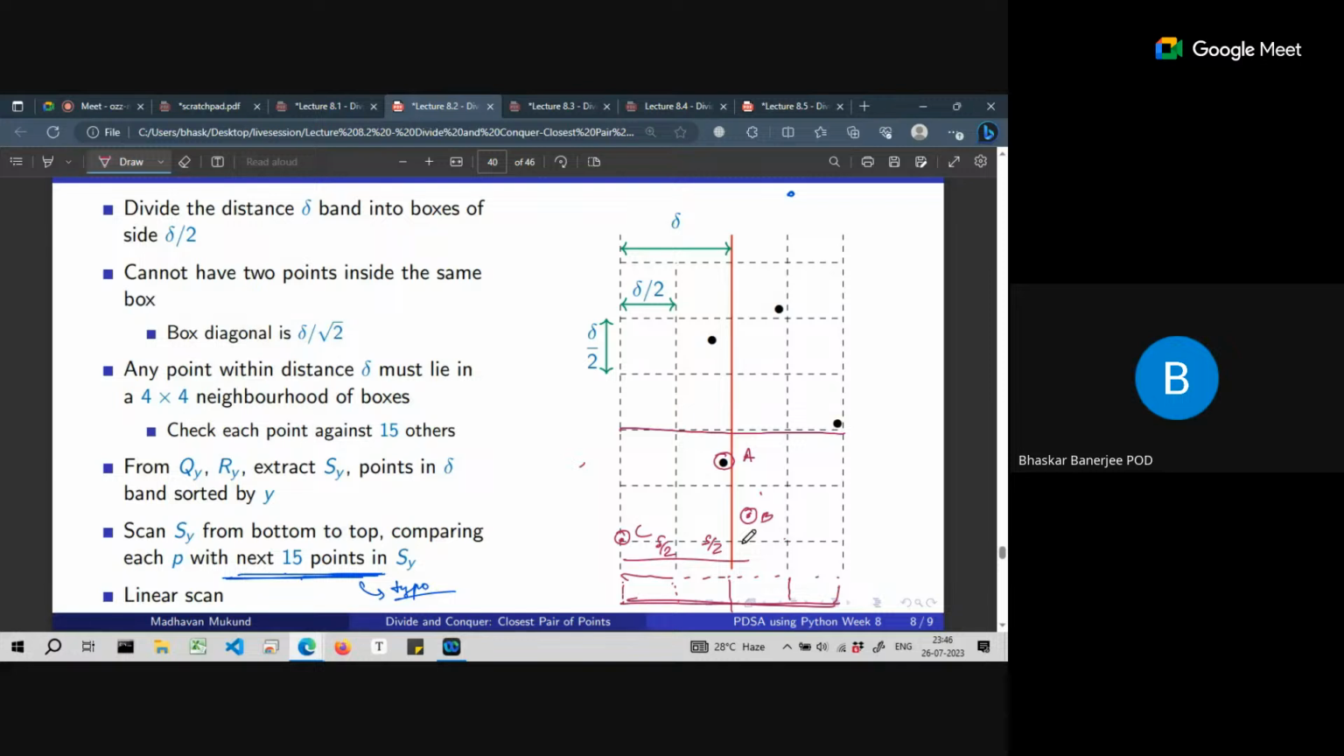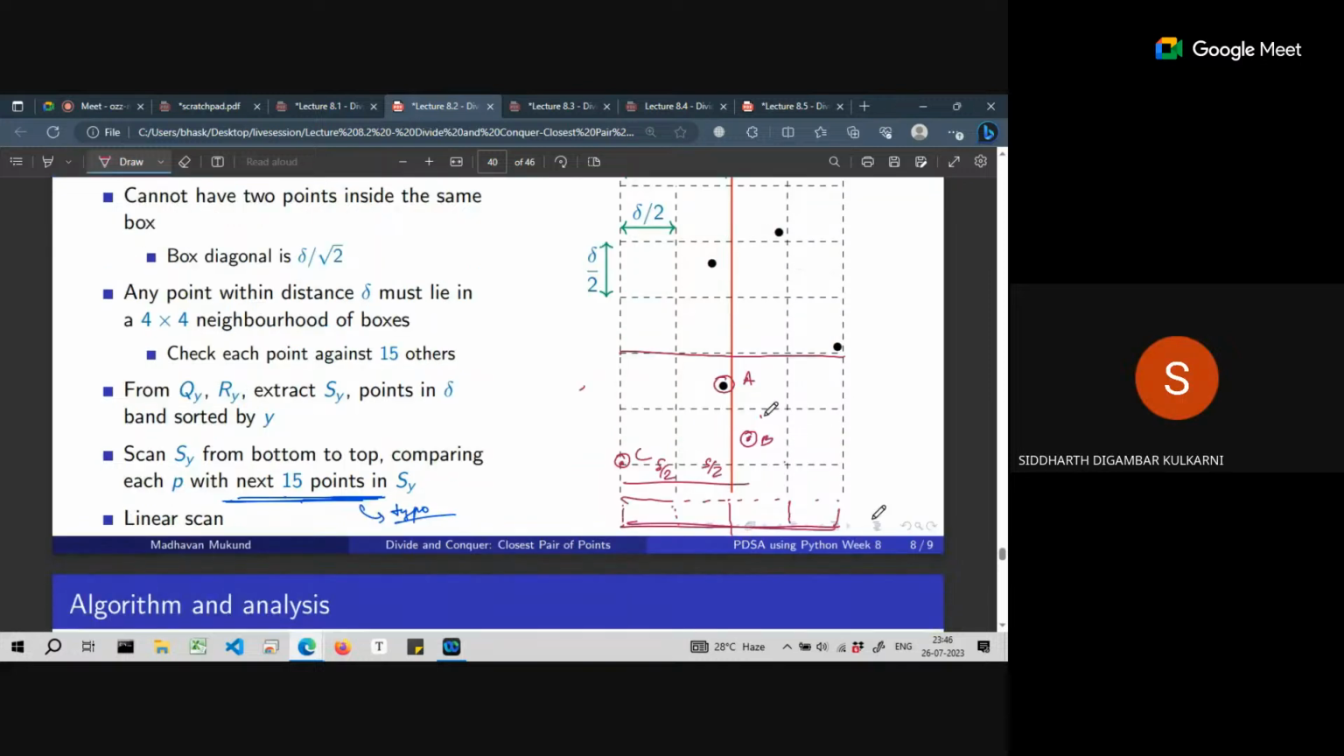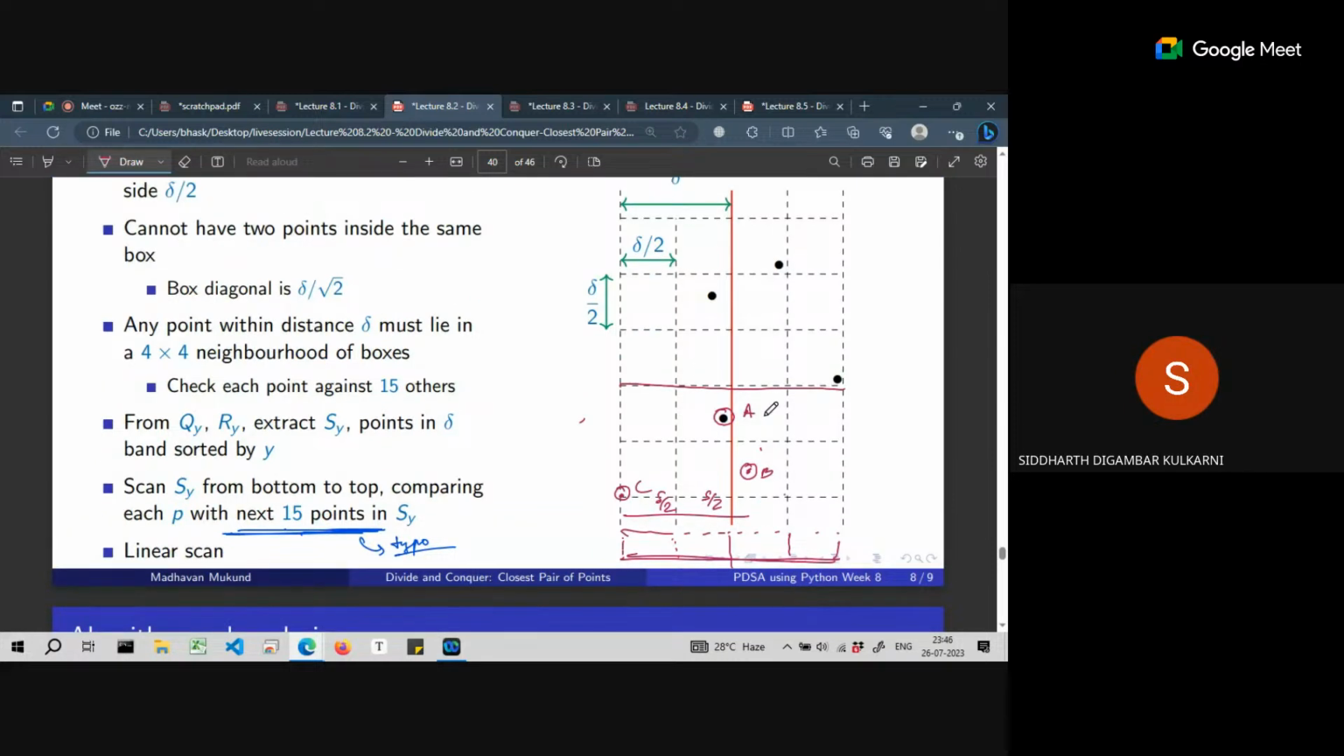Okay. So for C, if you want to apply the rigid strategy, then which boxes will you check for, sir? Only these four. Which ones?